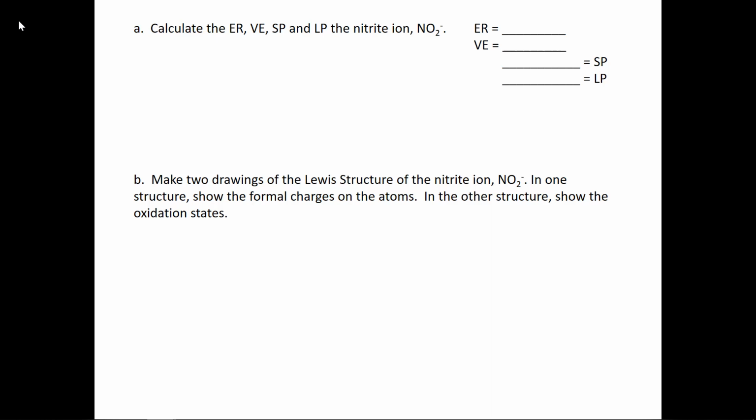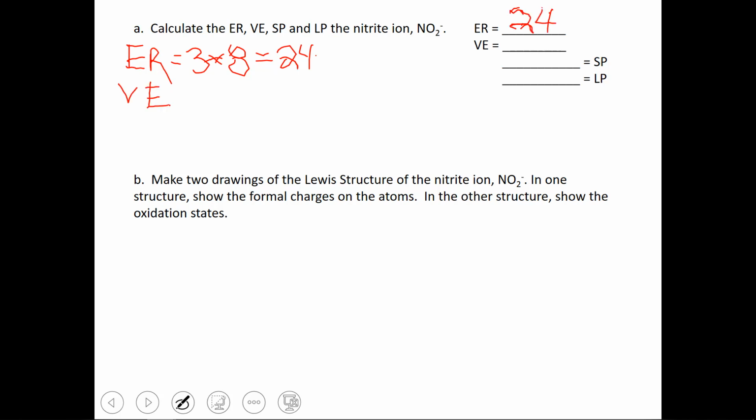For this problem, first we want to do some calculations for the nitrite ion, and then we want to make two drawings, one with formal charges on the atoms and the other with oxidation states. Electrons required is going to be the number of atoms, which is 3, times 8 electrons per atom. This is the number of electrons needed if no bonds are formed.